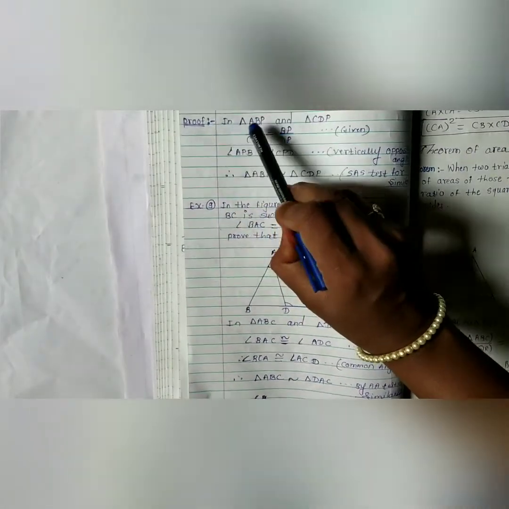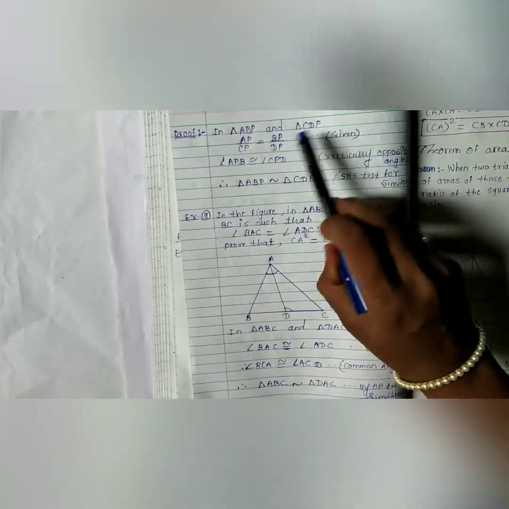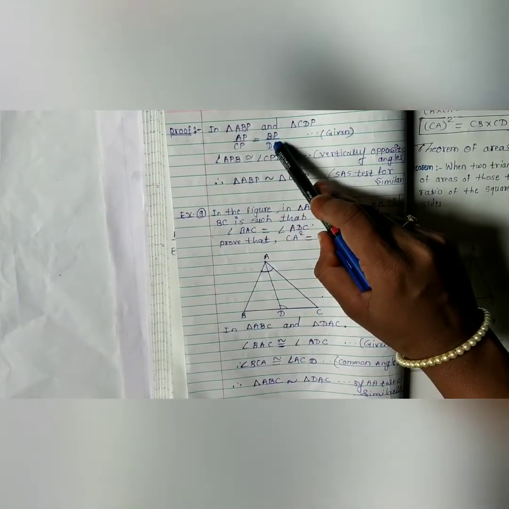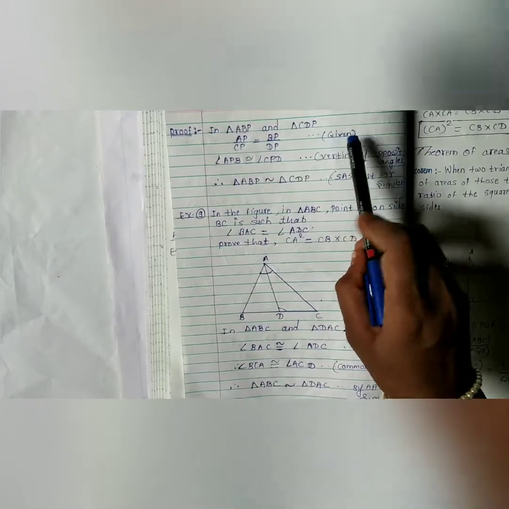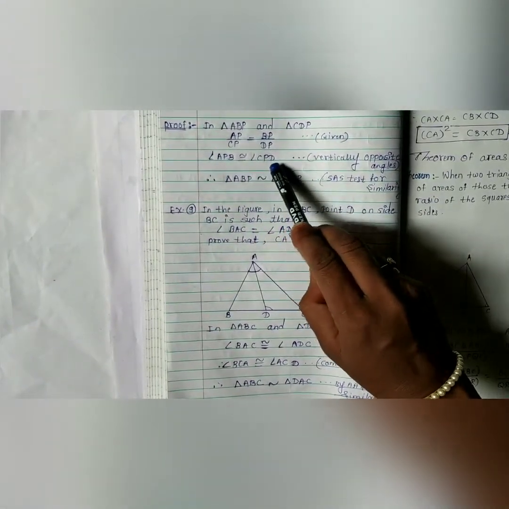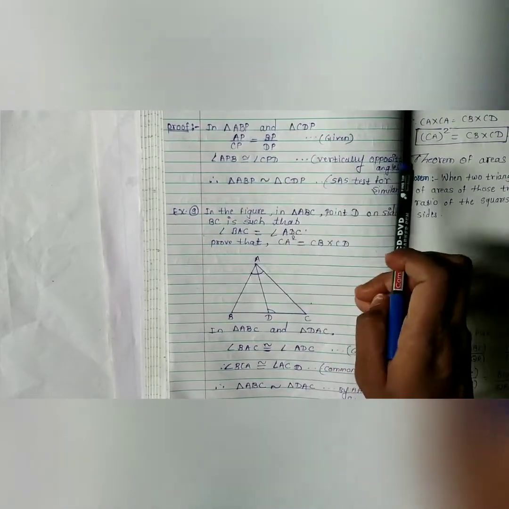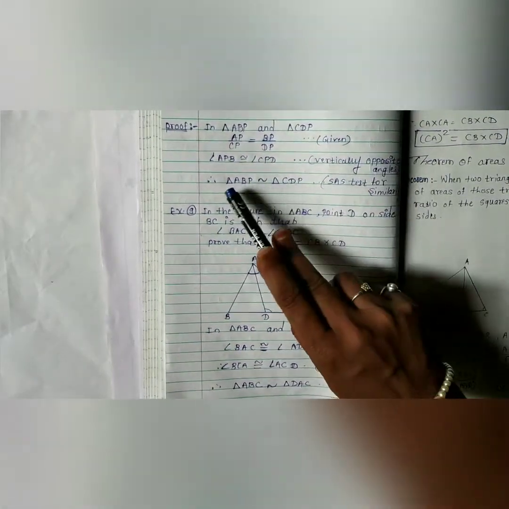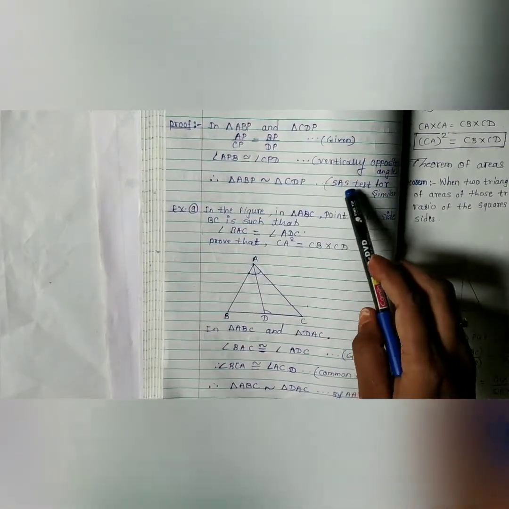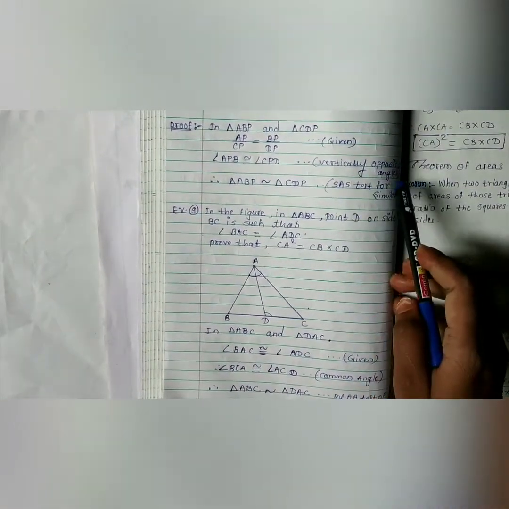Proof. In triangle ABP and triangle CDP, AP upon CP is equal to BP upon DP, given. And angle APB is congruent to angle CPD. These two angles are vertically opposite angles, and therefore triangle ABP is similar to triangle CDP by the SAS test for similarity.